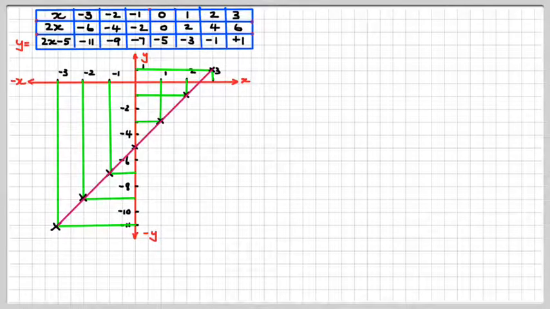Ooh, there it is. There's our beautiful straight line, and now we've got to label it. That is y is minus 2x, oh no, it's not minus, it's plus 2x minus 5. That's how you do it. That's how you plot a graph, right?